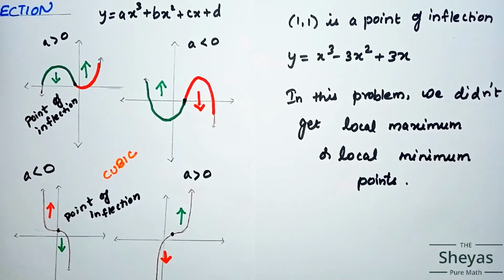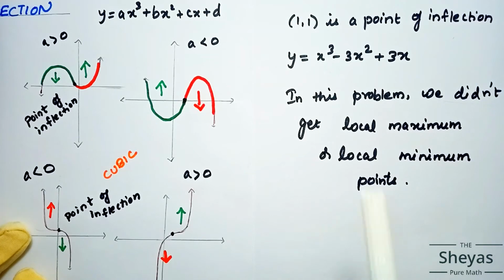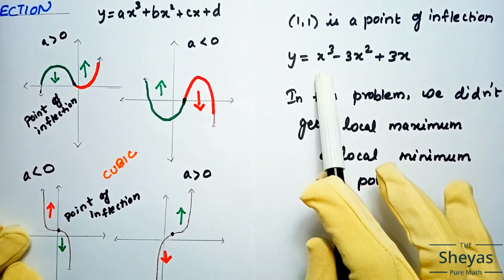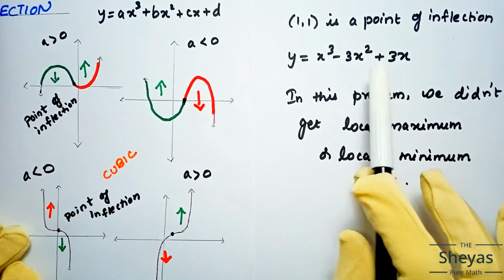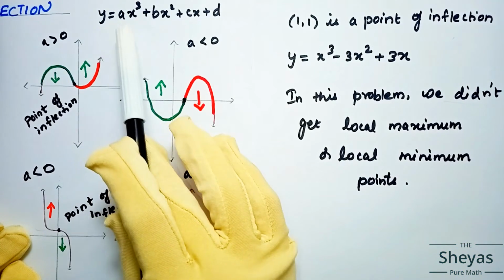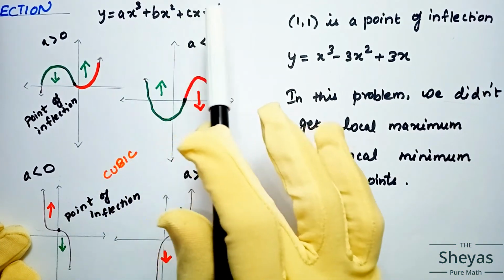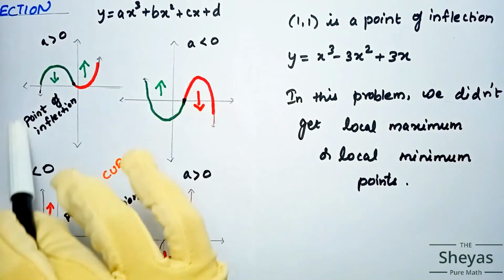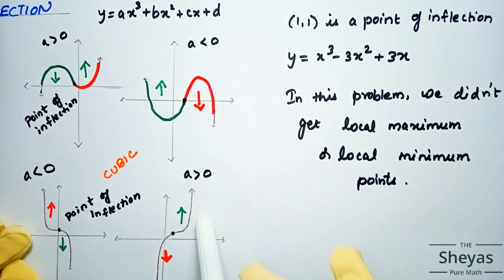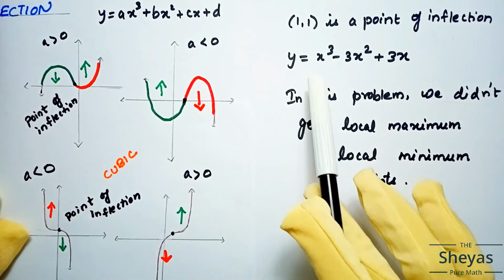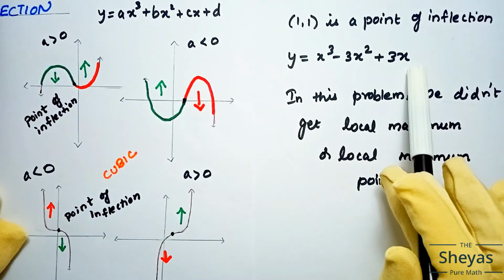Before that, we have to understand some more points. The graph given is a cubic function because the highest power is 3, x cube minus 3x square plus 3x. So this is of the form y is equal to ax cube plus bx square plus cx plus d. If it is a cubic function, these 4 graphs are the possibilities. Among these we have to confirm which graph is in our problem, which is the correct graph of this given function.